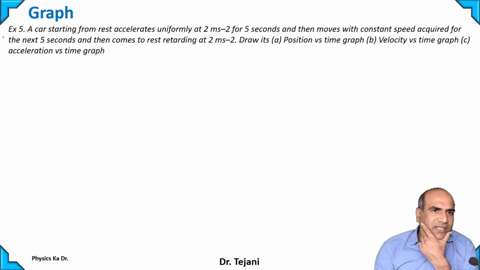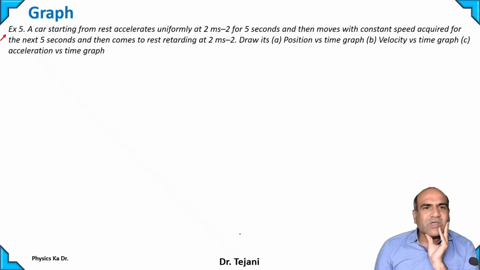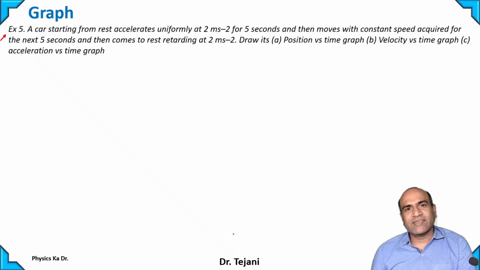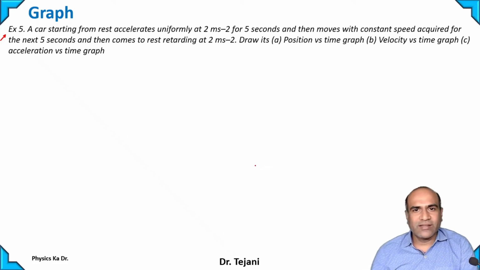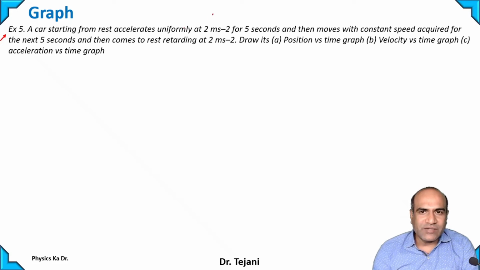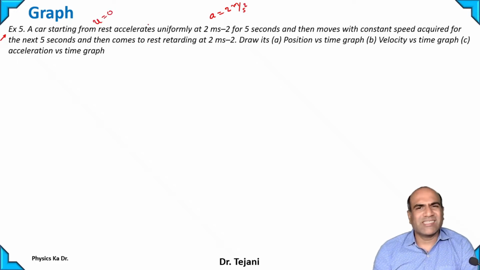So let us solve an example. A car starting from rest accelerates uniformly at 2 meter per second square. So here acceleration is given as 2 meter per second square and it is starting, so the initial position x is equal to 0. For 5 seconds, t1 is equal to 5 seconds, so a1 is 2 meter per second square.